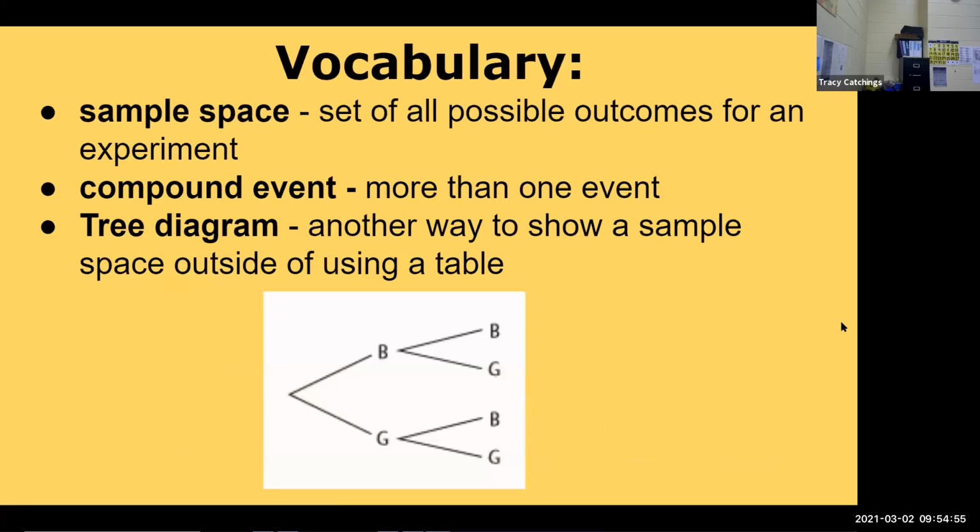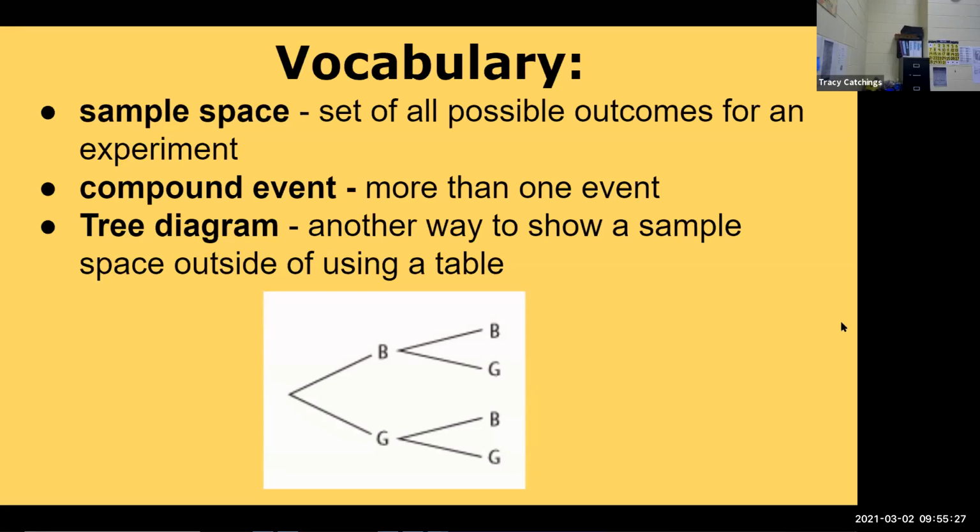All right, a few vocabulary words. A sample space is a set of all possible outcomes for an experiment. We looked at some when I flip the coin, heads or tails, but now we're going to look at when I have those double events. It's known as a sample space. I already told us a compound event is more than one event. And then a tree diagram is how we can show that sample space. So that means instead of me thinking about it, I'm going to put it on paper and see exactly what that sample space looks like.